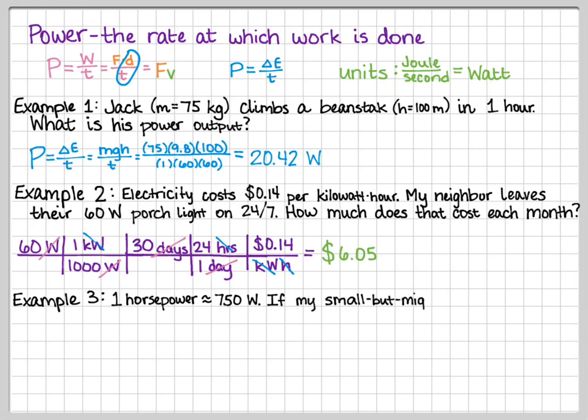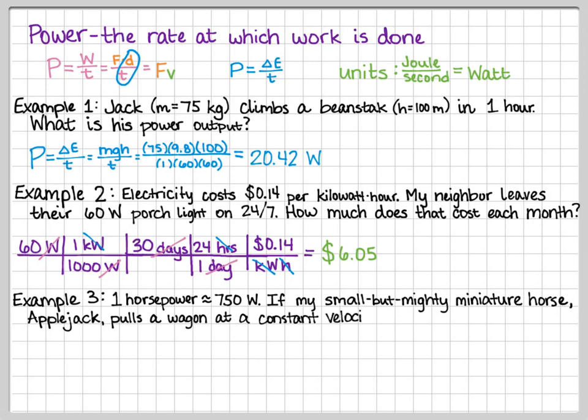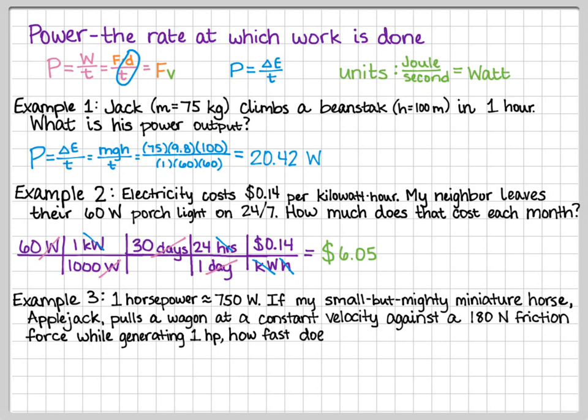In this last example, I wanted to make sure that I squeezed in a horsepower. 1 horsepower is roughly 750 watts. So we have a horse that's pulling a cart at a constant velocity against a 180 Newton frictional force. Remember, constant velocity means zero acceleration, that means the forces are balanced. So the force that the horse applies is also going to be 180 newtons in order for the forces to be balanced.